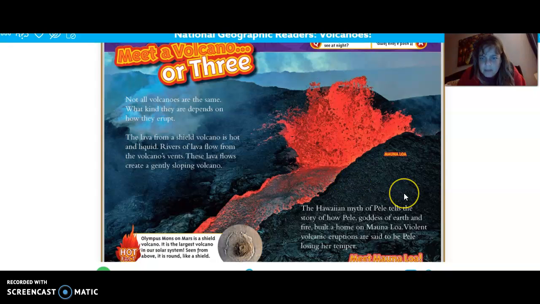The Hawaiian myth of Pele tells the story of how Pele, goddess of earth and fire, built a home on Mauna Loa. Violent volcanic eruptions are said to be Pele losing her temper.